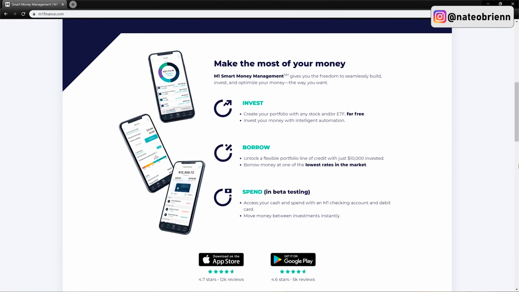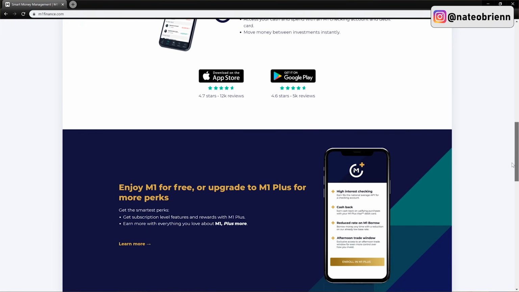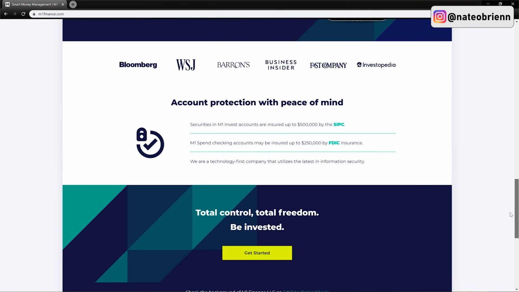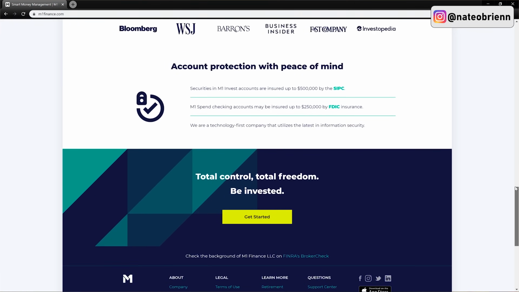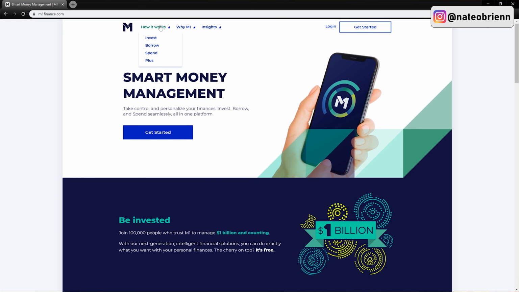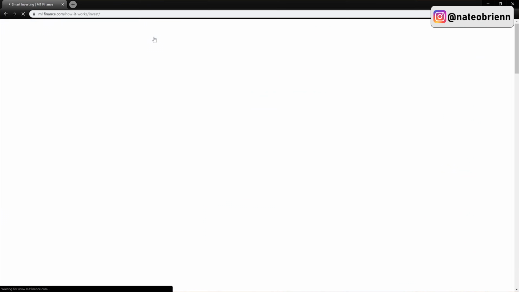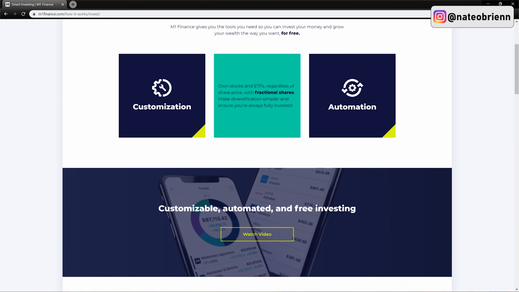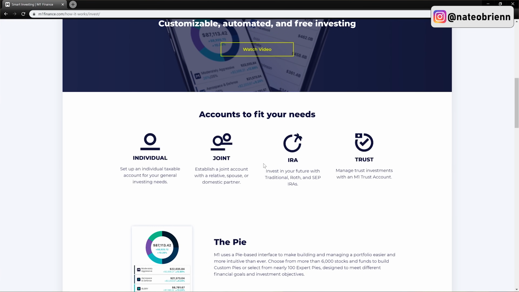Whereas, for example, if you wanted to invest into Amazon stock, and looking at Amazon stock here, it's almost $2,000 per share. So traditionally, if you wanted to buy one share of Amazon stock, you would need to actually have almost $2,000 to buy that. You wouldn't be able to buy half of a piece of one Amazon share, right? Well, now you can do that with something like M1 Finance.